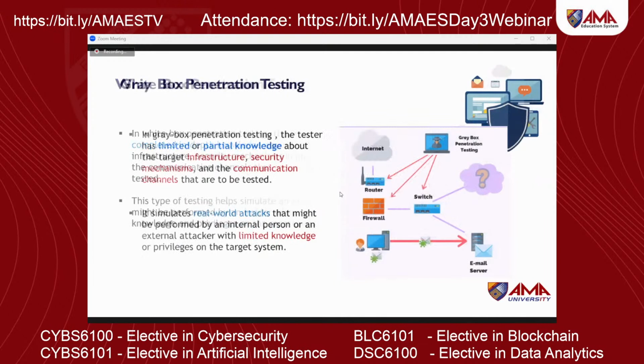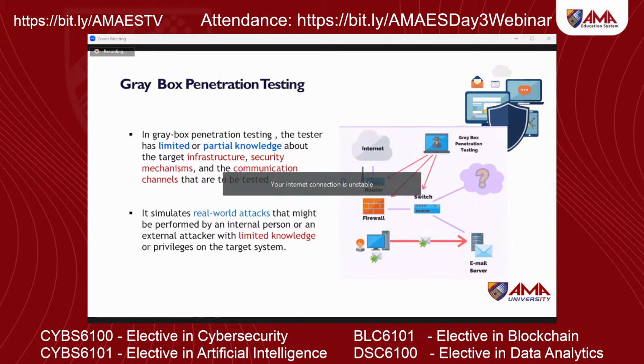However, dito sa gray box penetration testing, limited lang or partial lang yung knowledge ng tester. So they will get a target infrastructure, security mechanisms, and the communication channels that might be performed by an internal person or an external attacker with limited knowledge only or limited privileges sa target system.